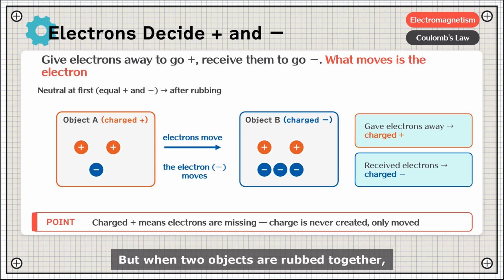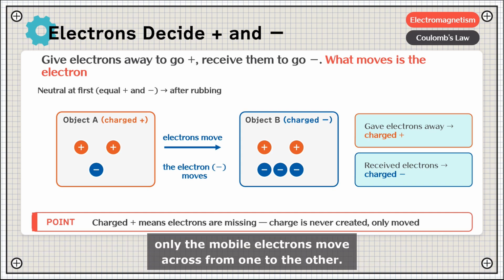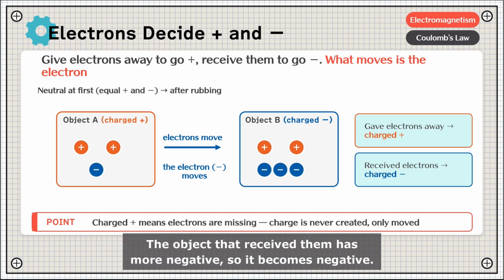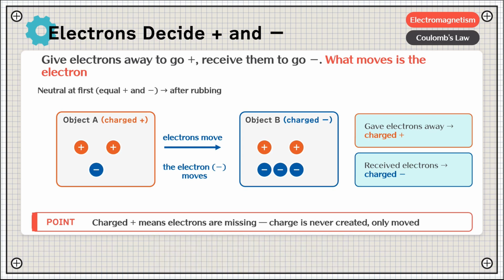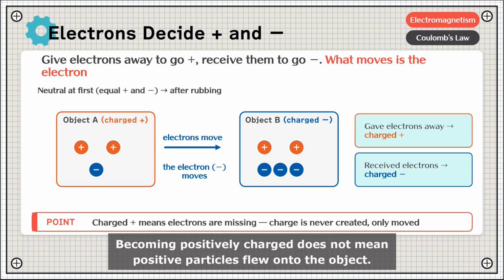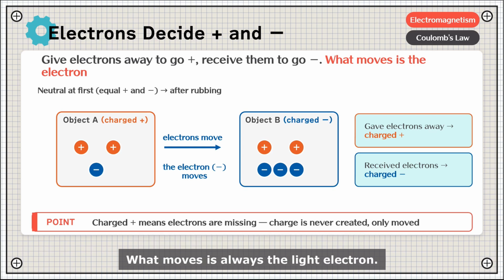But when two objects are rubbed together, only the mobile electrons move across from one to the other. The object that gave electrons away has less negative, so it becomes positive. The object that received them has more negative, so it becomes negative. Watch out for a common mistake here. Becoming positively charged does not mean positive particles flew onto the object. What moves is always the light electron.